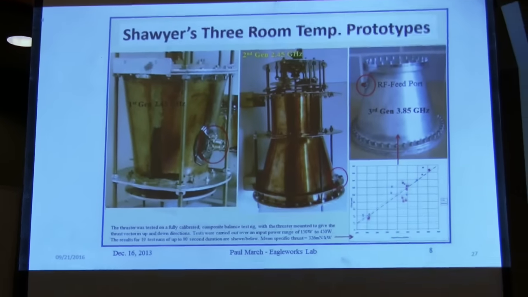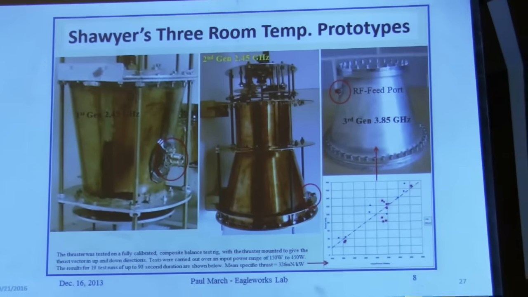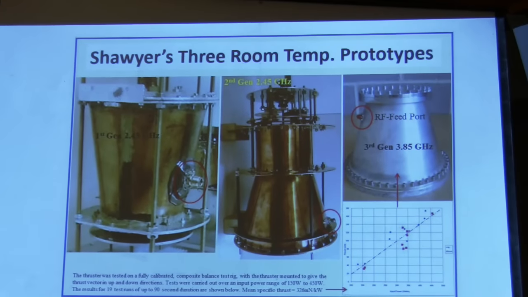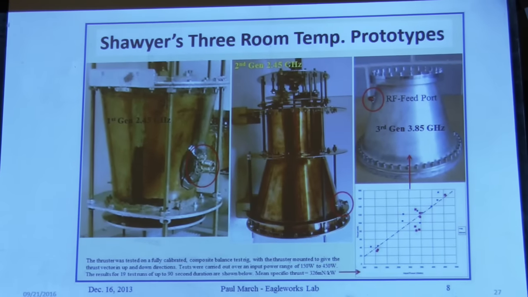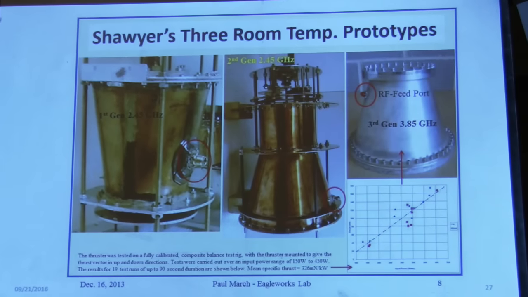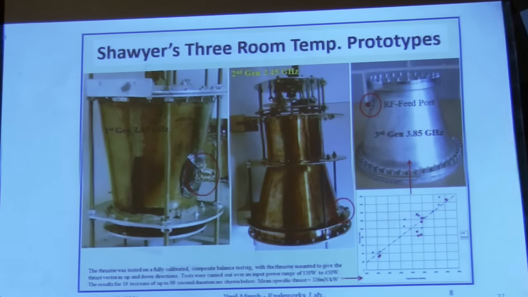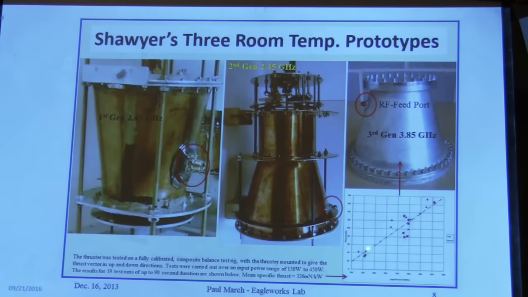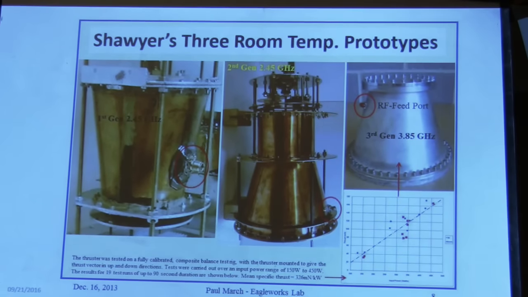These are the three room temperature prototypes that Shawyer built. This is his first test article with a ceramic dielectric insert at the bottom. He got 16 millinewtons out of this one, supposedly. This one is his dynamic test article that was on a rotary test platform, but in air. And this unit supposedly was on the order of, what was that? Around 300 millinewtons, supposedly. And this is his third test article. These were both at 2.45 gigahertz, and this test article was at 3.85 gigahertz. This is the one he sent to Boeing. And his thrust data indicated something on the order of 200 to 400 millinewtons with up to about 400 watts, if I remember right.